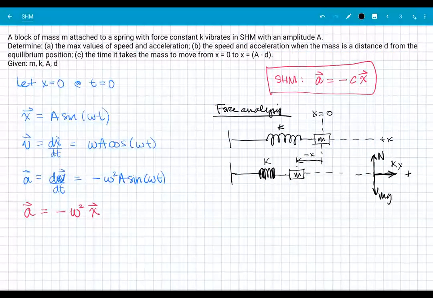We get that from Hooke's law. So if I apply Newton's second law here, what do I get? kx is equal to ma, applying Newton's second law on the horizontal.